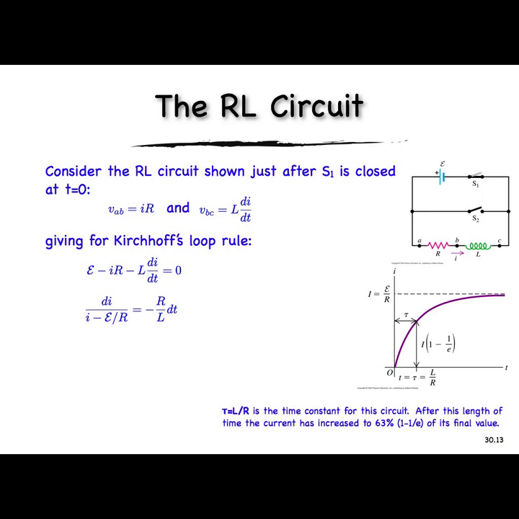Okay, so first considering this example of the outer loop with this switch closed. Applying Kirchhoff's rules, going across this battery, we have a voltage gain of E. Going down this resistor in the direction of the current, we have a voltage drop of IR. And then going across this inductor, we're going in the direction of the current, so we get a voltage drop, minus L dI/dt. And we end up back where we started. So the total voltage drop across the loop is 0.